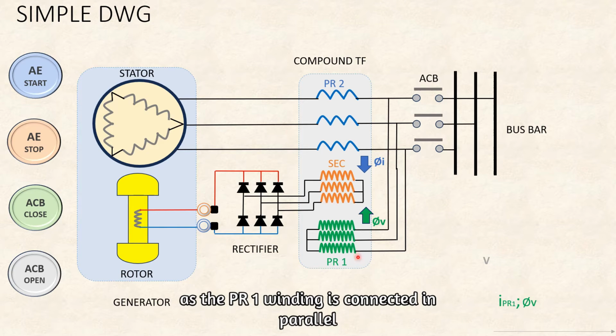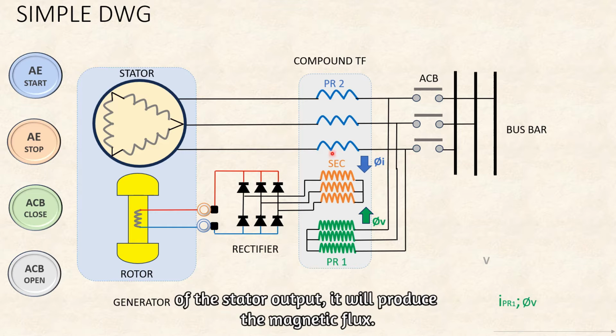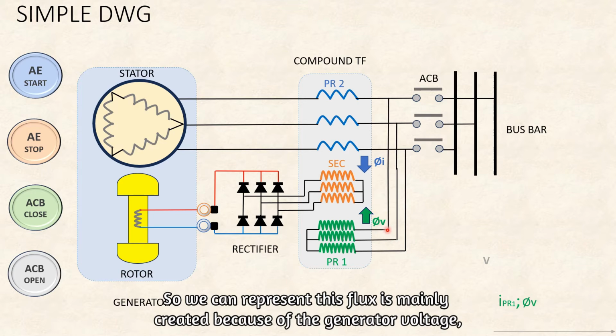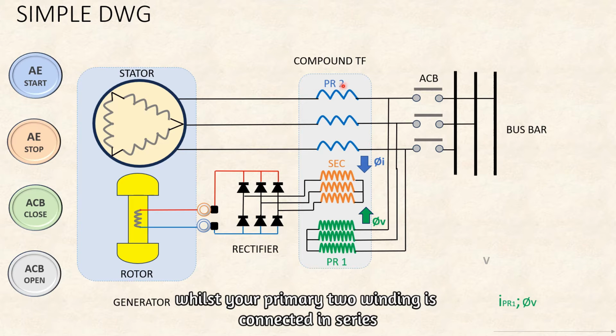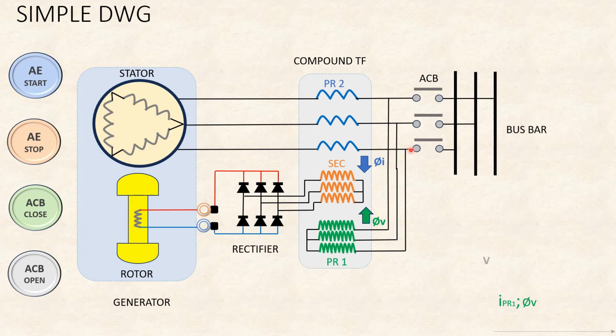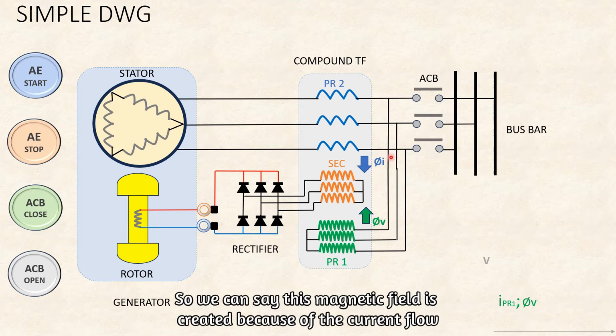As the PR1 winding is connected in parallel, it produces magnetic flux because of the voltage of the stator output. So we can say this flux is mainly created because of the generator voltage. Whilst the primary 2 winding is connected in series, whenever there is current flow, the PR2 winding produces a magnetic field. So we can say this magnetic field is created because of the current flow.